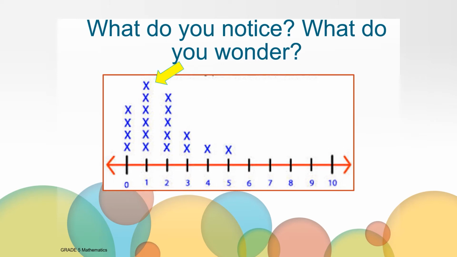You may have noticed that this line plot has the most number of x's here. There are 6 x's above the number 1 on the line plot. So we can say that the mode of this line plot is 1, because 1 is the value that occurs most frequently.